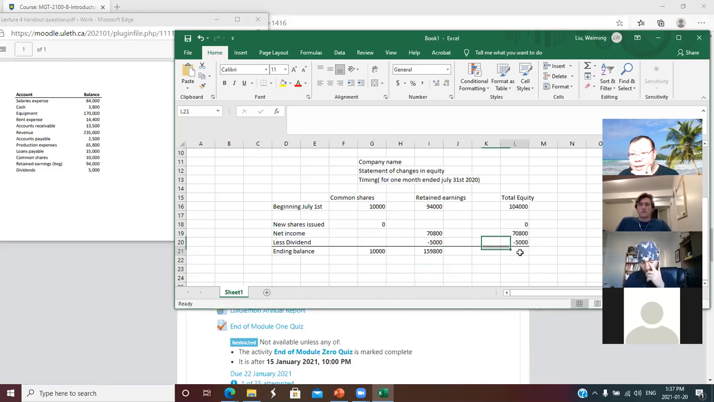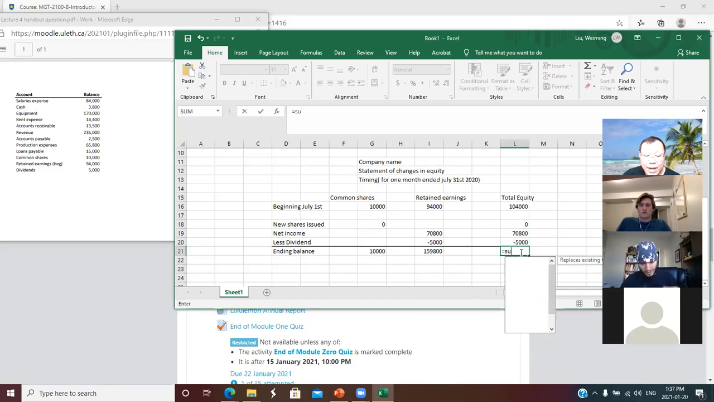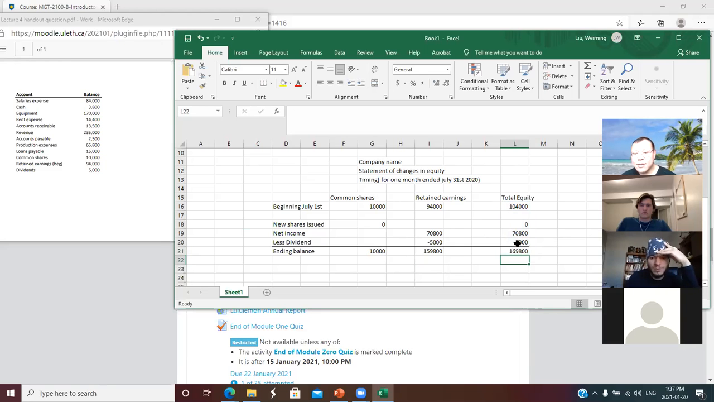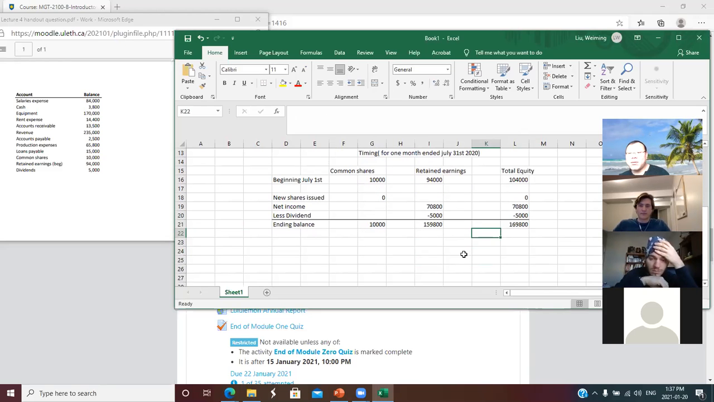And so here, your total equity would be all of this together, 169,800. Does this make sense? Does anyone have any questions? No, that looks really good. Okay, awesome. So now let's do the third statement.